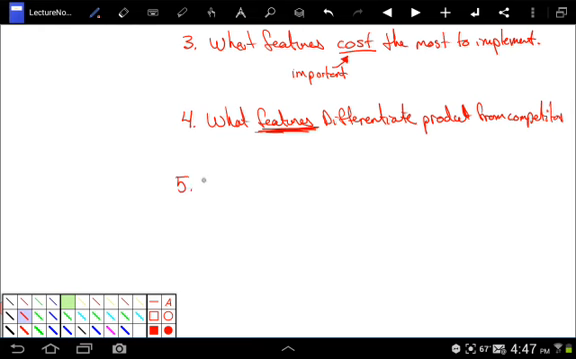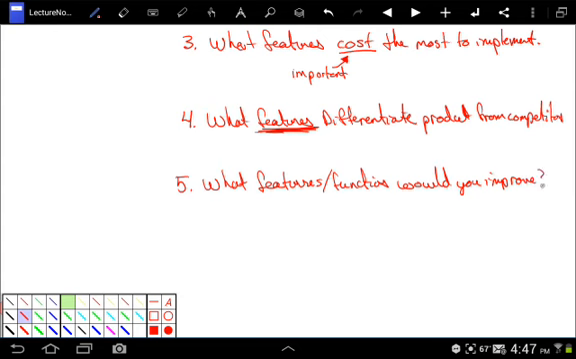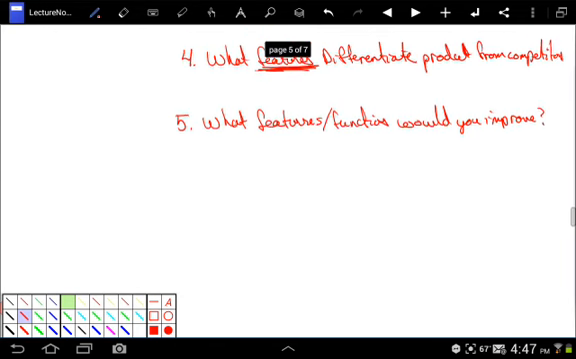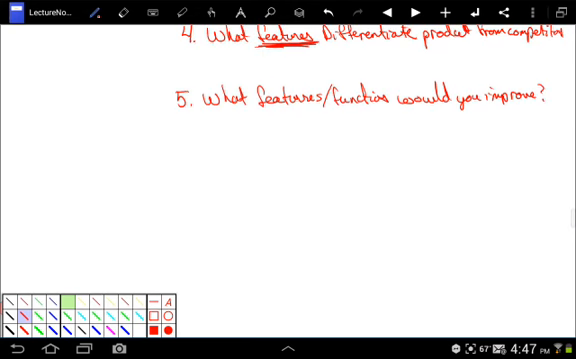5, what functions would you improve? What features, functions, interchangeable. Right? What could you do better? Or maybe not what you could do better, but what could use improvement, right? 6.